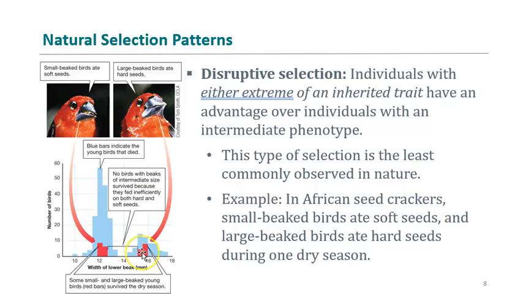So we're looking at birds that have very large beaks, which are able to crack the tough seeds, or birds with very small beaks for handling the soft seeds, while medium-sized beaks are inefficient at both tasks, right? They're not very good at handling the smaller seeds, but they also can't crack the larger seeds. So the extremes on one end or the other end are what's being favored.